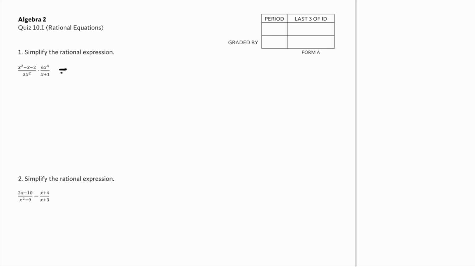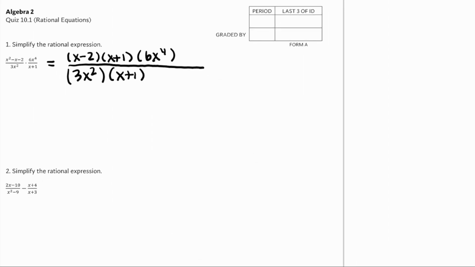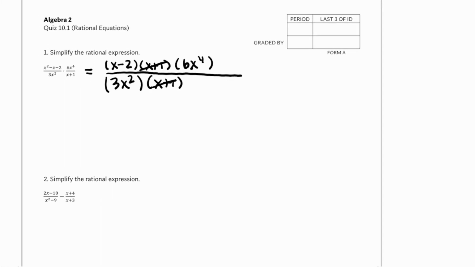I might start by factoring the top because I think that's going to be x minus 2 times x plus 1 divided by, maybe I'll just multiply them all at once, 3x squared multiplied by x plus 1. And I've got a 6x to the 4 on top. Okay, so I can cancel the x plus 1s. And the 6 and the 3, I can cancel that off to make a 2 and a 1.